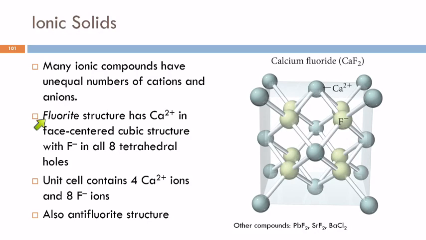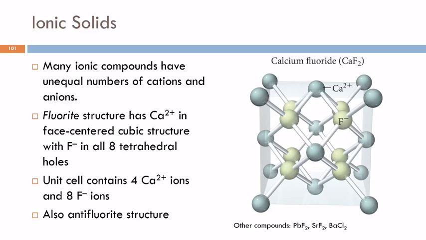So fluorite has a calcium ion in the face-centered cubic structure, and here fluoride ions are in all of the tetrahedral holes. So the tetrahedral holes formed between the calciums are all filled with fluoride, whereas in the previous example, only half of them are full.